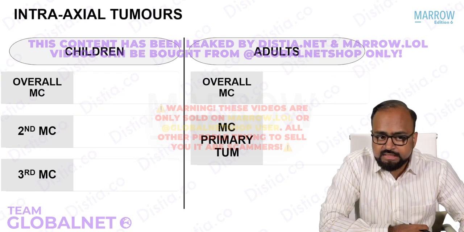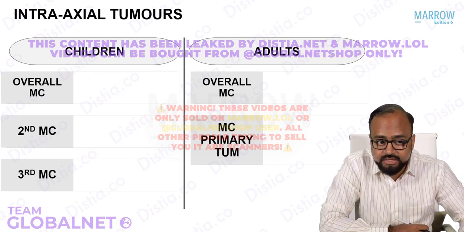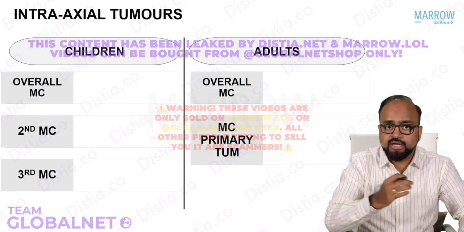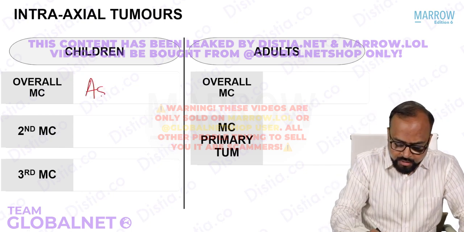Now let us quickly discuss the commonest or most commonest as far as intraaxial tumors are concerned. So in children, remember, the most common intraaxial tumor is astrocytoma.